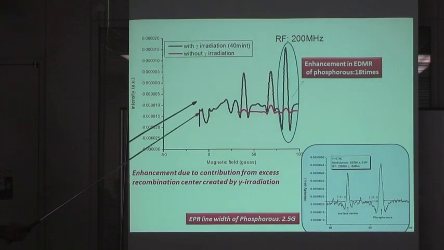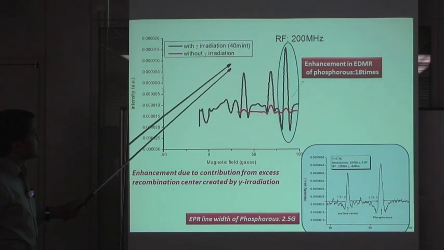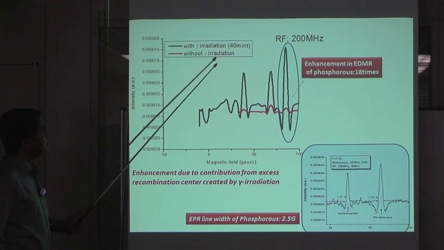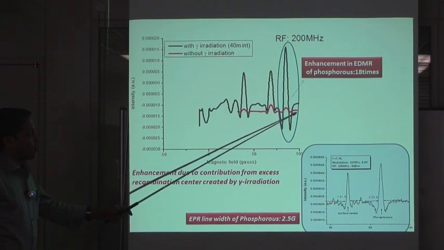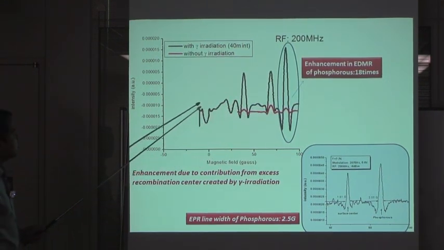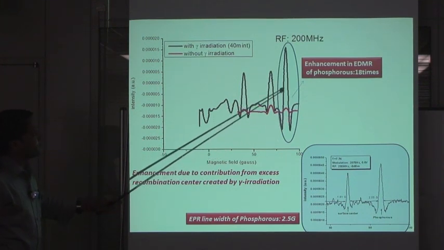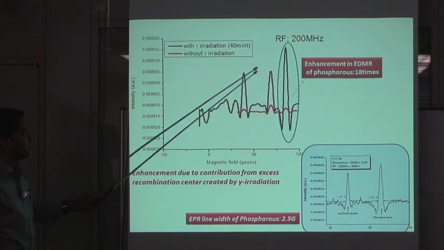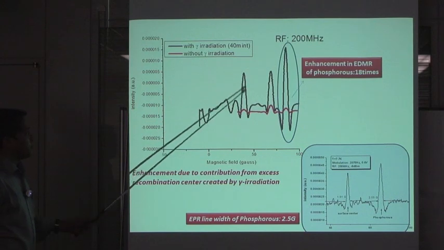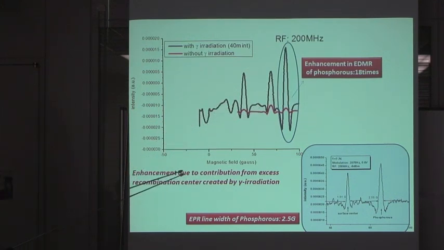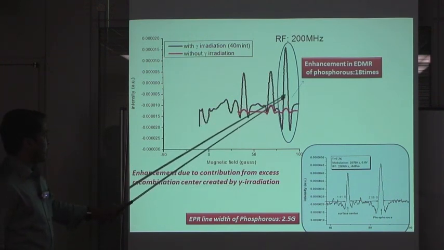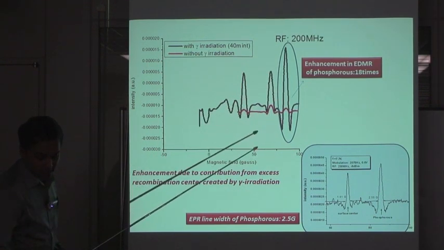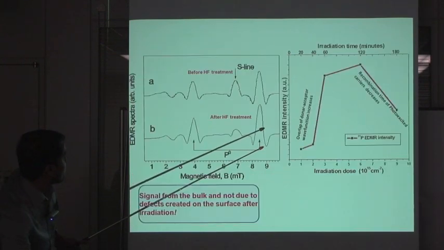Now, if I compare the signals of the irradiated sample with the signals of the sample without irradiation here, you can see that there is a significant enhancement in the phosphorus signal. This enhancement is due to the contribution from excess recombination centers which are created by gamma irradiation. And I will explain the theory in a few other slides.